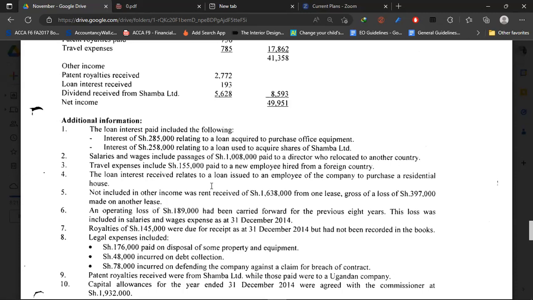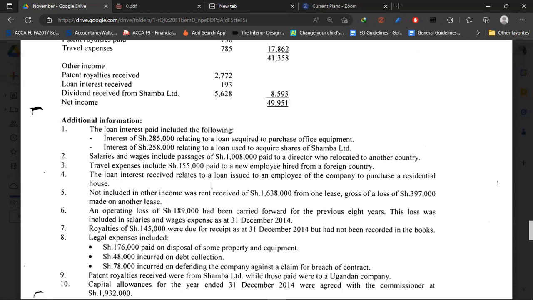Number 5, not included in other income was rent received of 1.638 million from one lease, gross of a loss of 397,000 made on another lease. Number 6, an operating loss of 189,000 had been carried forward for the previous 8 years. This loss was included in the salaries and wages expense as at 31st December 2014. Number 7, royalties of 145,000 were due for receipt as at 31st December 2014, but had not been recorded in the books.